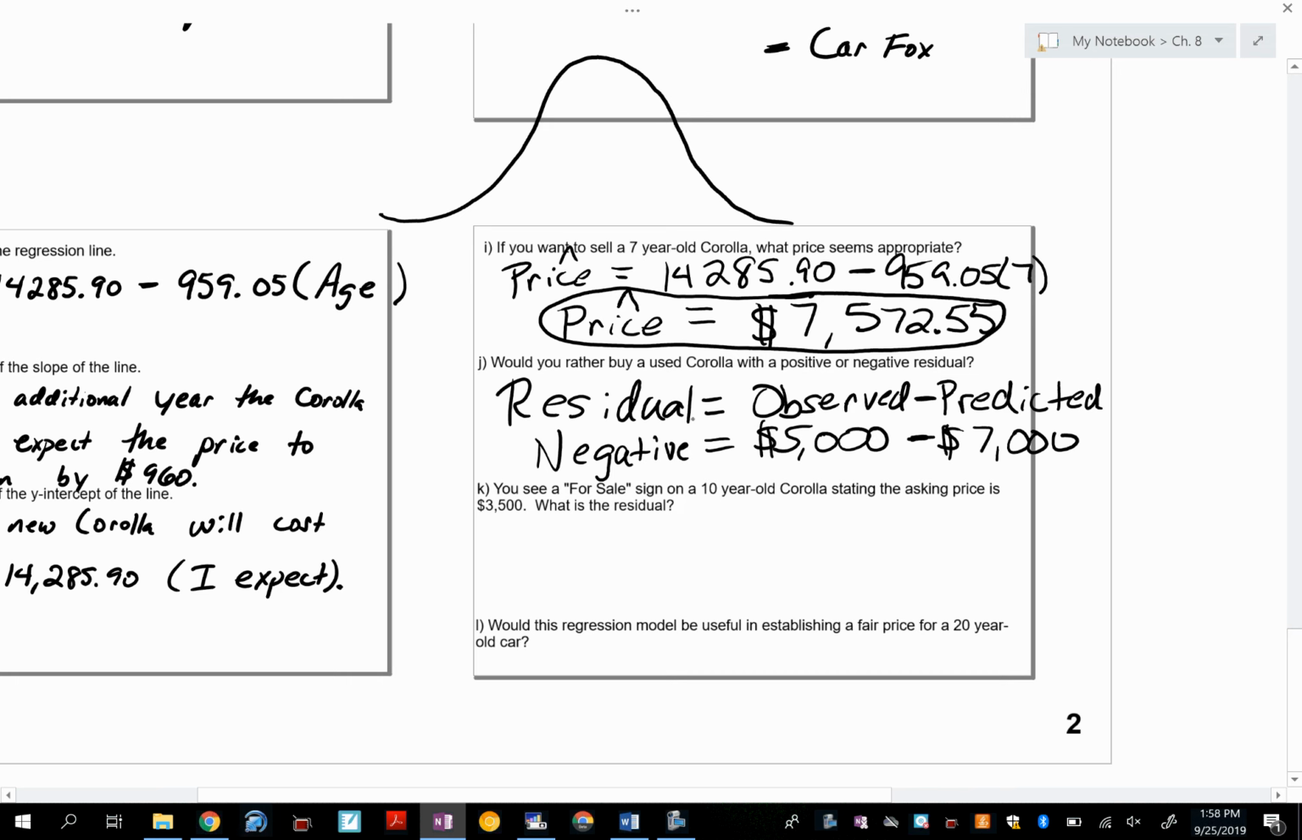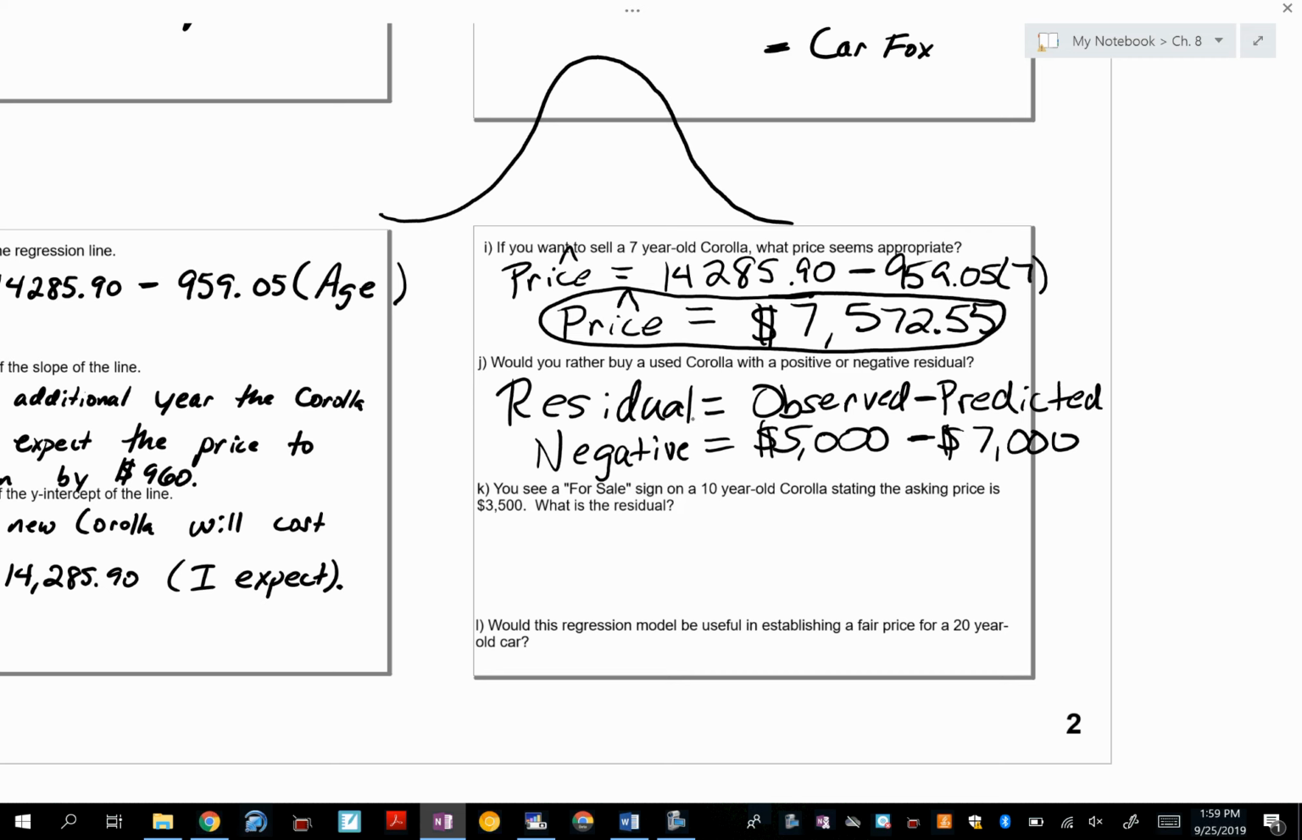Is this good or bad for us, the customer? I bought a $5,000 Corolla. The model told me it should have cost me $7,000. Is that good for me? I'm the customer. I bought a $5,000 Corolla. The model thinks I should have paid $7,000. This is actually a good thing for me.